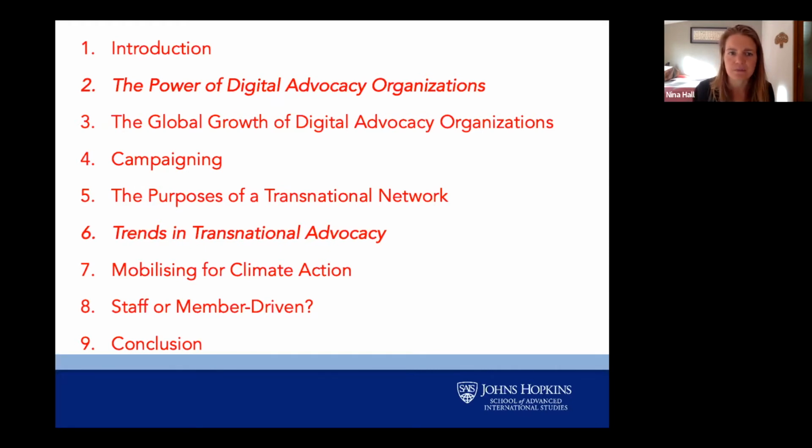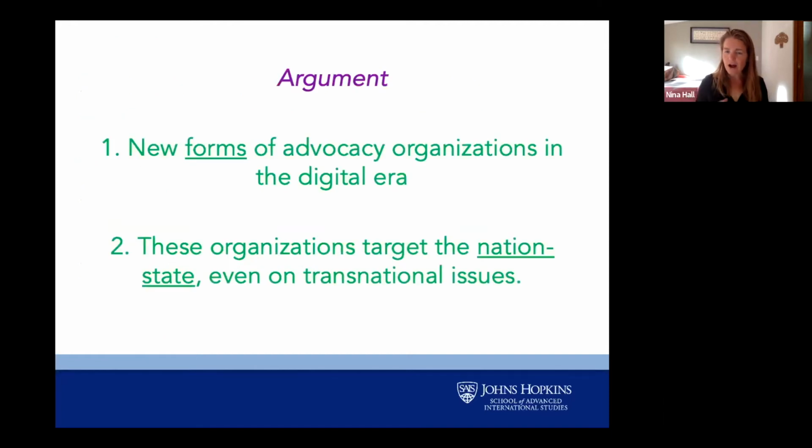So the core argument, which I make in the book, answering this bigger question of how has transnational advocacy changed in the digital era, I say there's 2 things that scholars should be aware of, and students like yourselves. Firstly, we're seeing new forms of advocacy in the digital era. And this is what I'll speak to first, this new form being the digital advocacy organization. And secondly, these organizations campaign a lot on transnational issues.